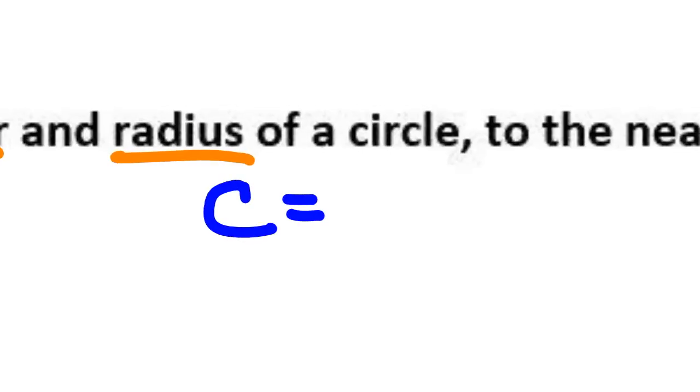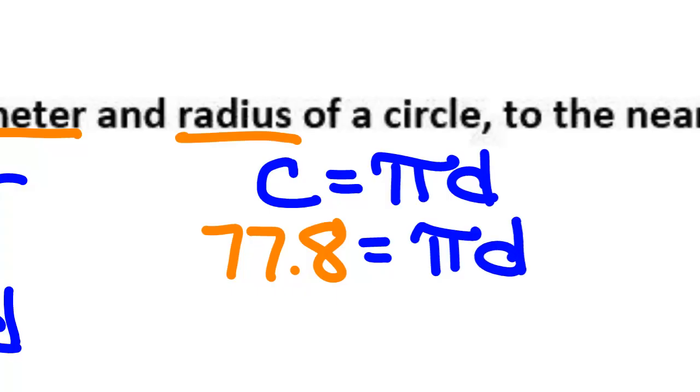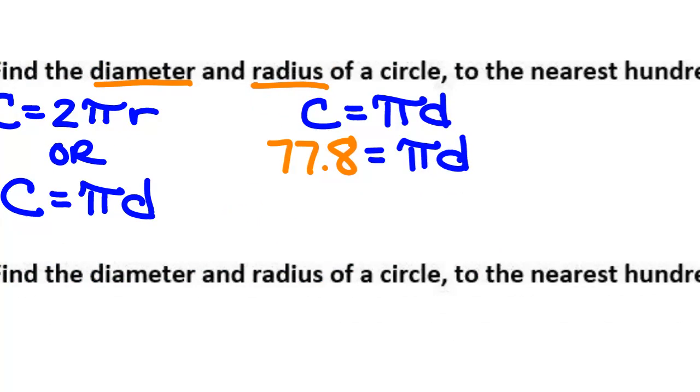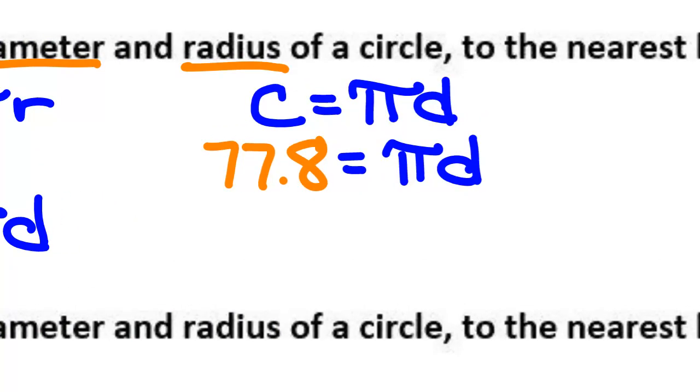We'll find the diameter first, just because it said find diameter and then radius. So I'm just going to go in the order that they suggested. You don't have to do it in that order. Circumference equals pi d, and the circumference there is 77.8. So I'm going to put that in the place of c, equals pi d. What would I need to do to this now to get the diameter by itself? Divide by pi.